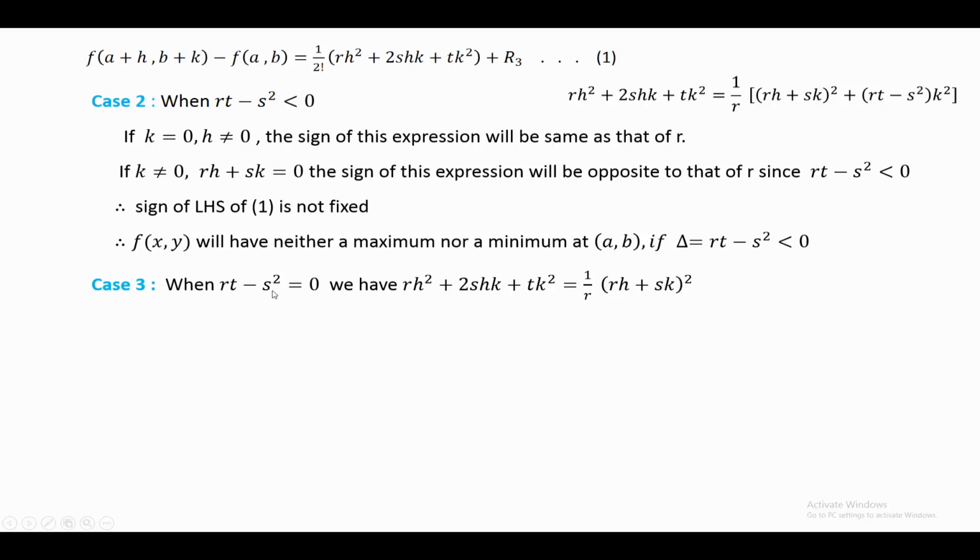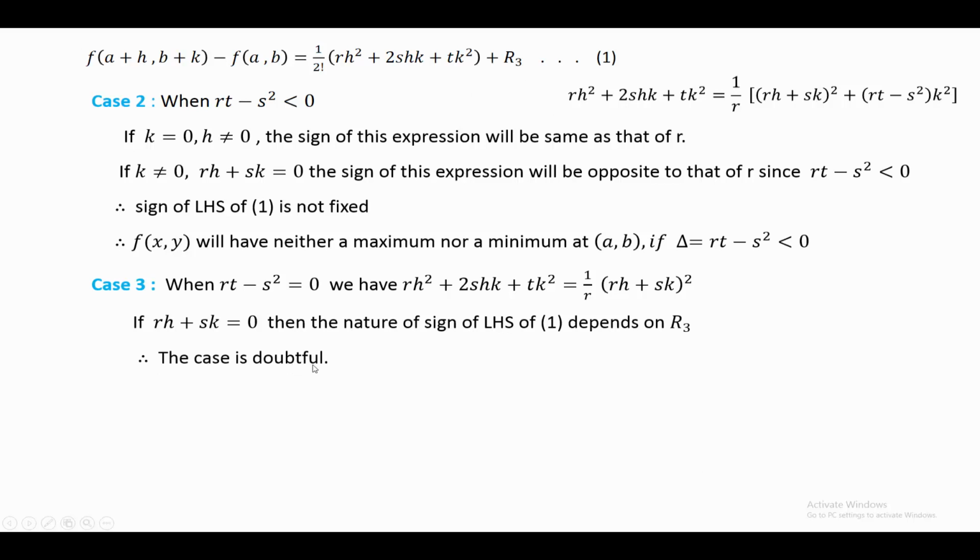When delta, rt minus s square, is 0, we have this term equal to 1 upon r inside the bracket. This value is 0, so only (rh plus sk) whole square remains: 1 upon r into (rh plus sk) whole square. If rh plus sk is not 0, then the sign of the left hand side of 1 depends on r. Thus the case is doubtful.